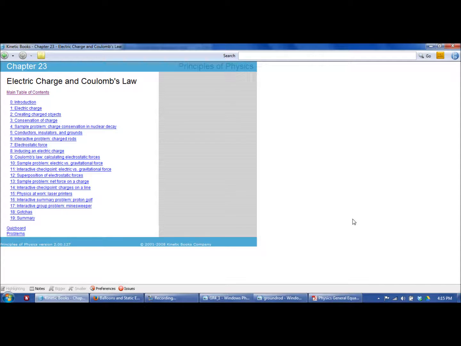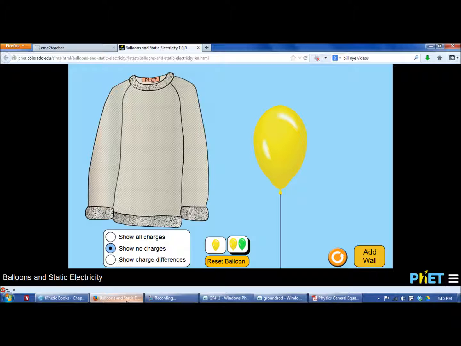All right, we're back, and I wanted to show you a little demonstration here. This is one of our PhET demonstrations. You've got a sweater here and you have a balloon here. And if I take that balloon and rub it on the sweater, it shouldn't be surprising that it wants to be there. You've probably done this on your hair or on a sweater. The balloon sticks to it. The question is, why?